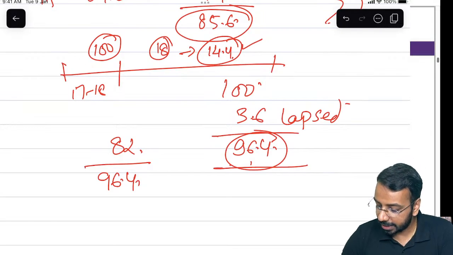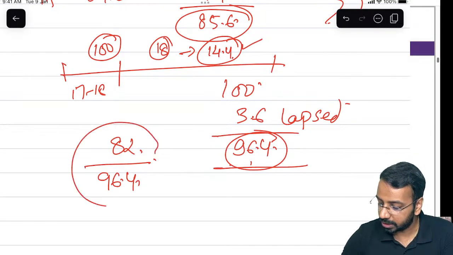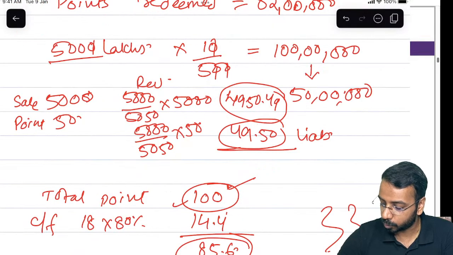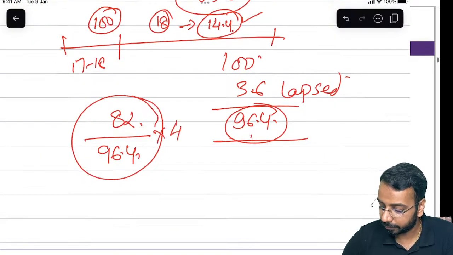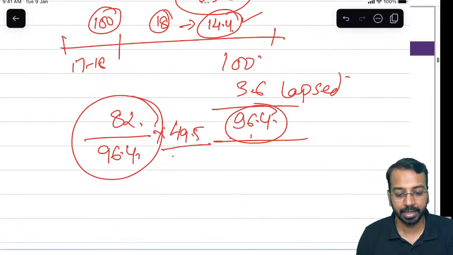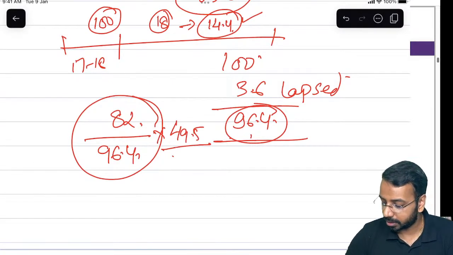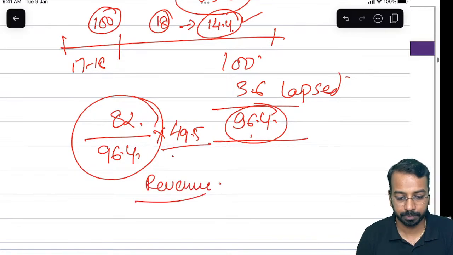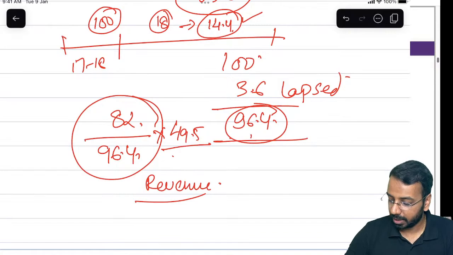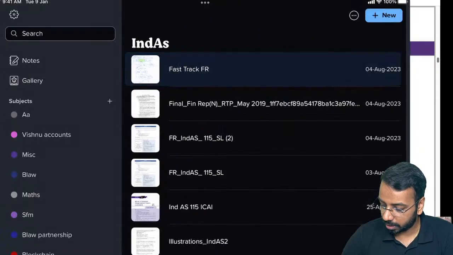And this 82 out of 96.4 is pertaining to 49.5. So whatever has been redeemed, into 49.5, whatever is the amount that we have calculated, that amount will be considered as revenue when the points are redeemed. Okay. If you have any questions, you can ask.